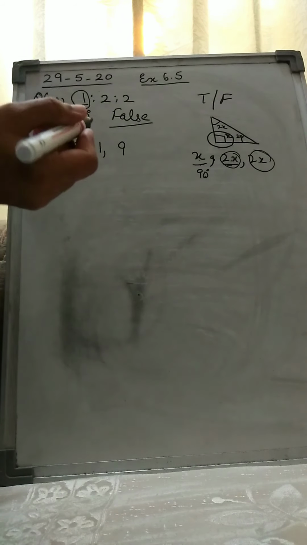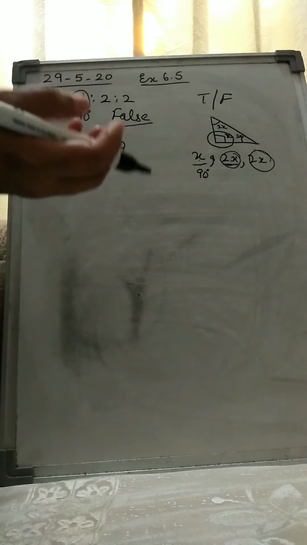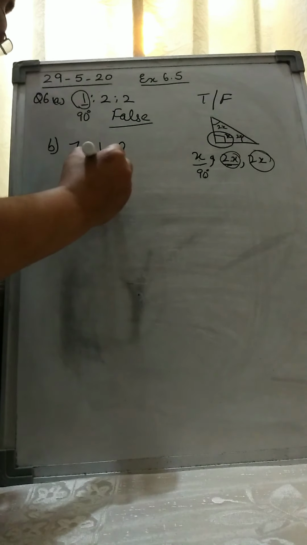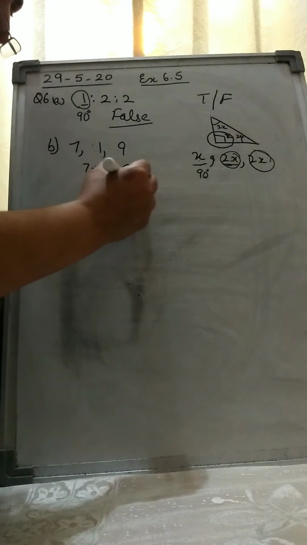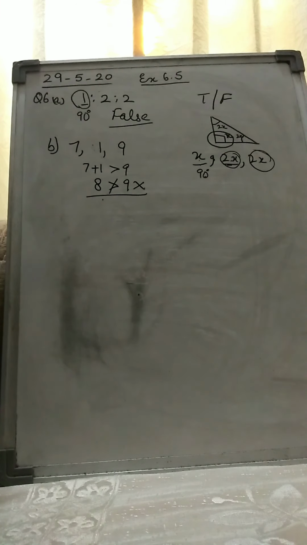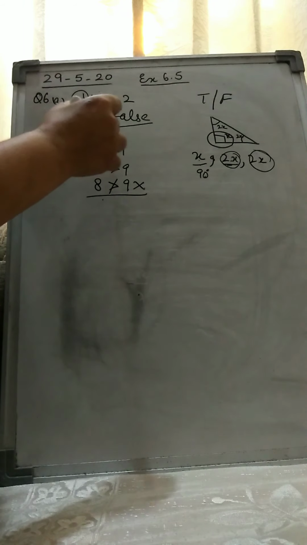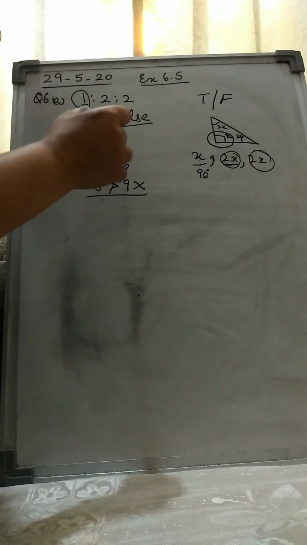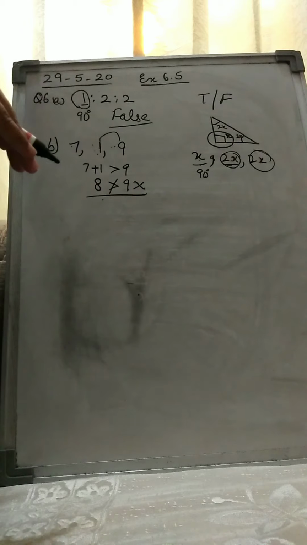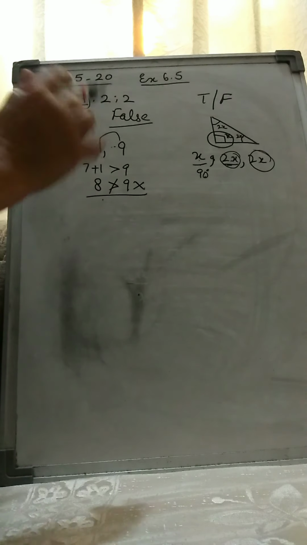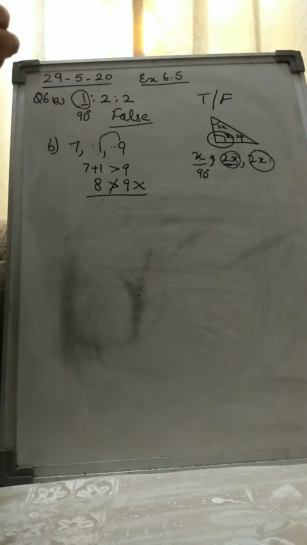So by applying the rule that the sum of two sides should always be greater than the third side: 7 plus 1 is greater than 9? No, 8 is not greater than 9. So this triangle is not going to be possible. For the rest of the two, 9 plus 1, that is 10, is greater than 7, and 16 is also greater than 1. The rest of the two conditions are okay, but one is not satisfying it. So this triangle will not be possible.